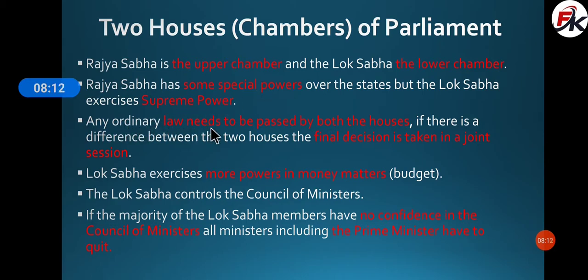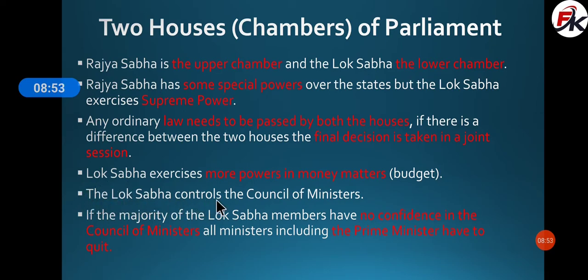Any ordinary law needs to be passed by both the houses. If there is a difference between the two houses, the final decision is taken in a joint session. If the two houses could not come up with a final decision, both the houses come together and sit and discuss in the Parliament, not separately. But Lok Sabha exercises more power in money matters, because Lok Sabha is elected by the people of India directly. So they have more powers in money matters. They decide the budget.